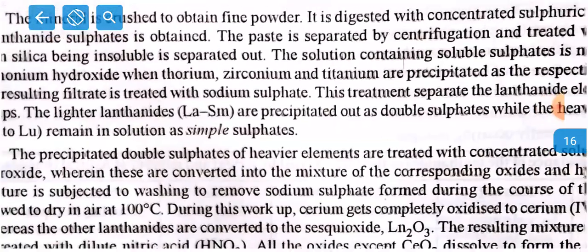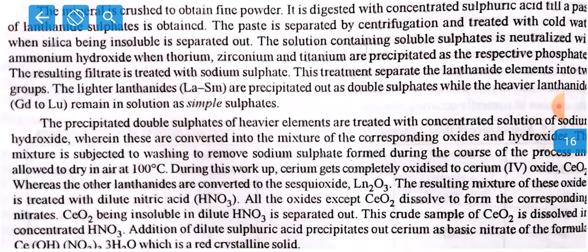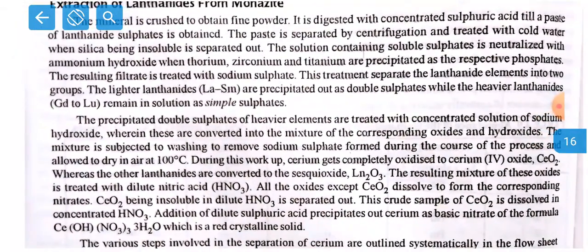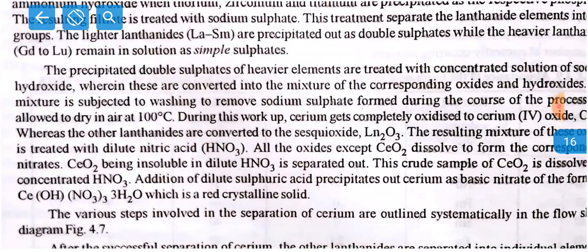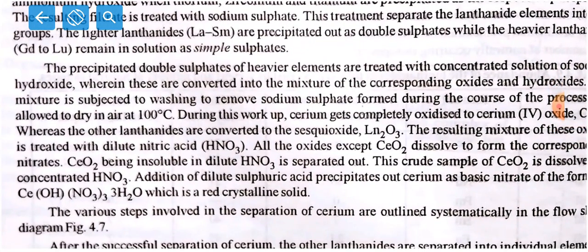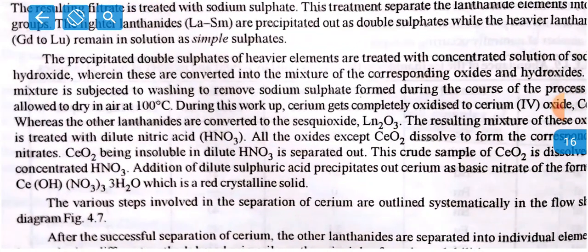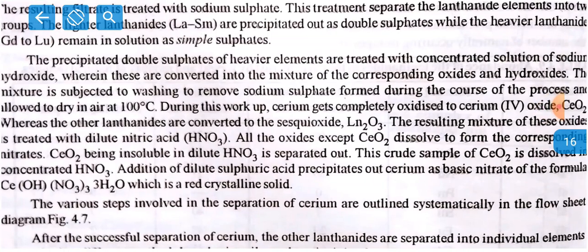The resulting filtrate is treated with sodium sulfate. This treatment separates the lanthanoid elements into two groups. The lighter lanthanoids, lanthanum to samarium, are precipitated out as double sulfates, while the heavier elements, gadolinium to lutetium, remain in solution as simple sulfates. The precipitated double sulfates are treated with concentrated sodium hydroxide solution, whereby these are converted into a mixture of the corresponding oxides and hydroxides.